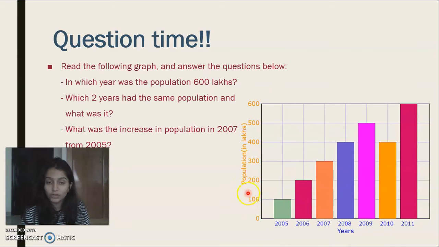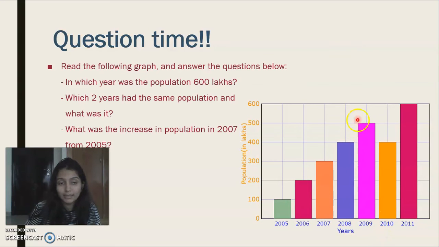So this is 100 lakhs, 200 lakhs, 300 lakhs, 400 lakhs, 500 lakhs, and 600 lakhs, okay? As you can see over here, all these values are at a distance of 1 unit and they're increasing by 100, right? And the years, as I told you, are from 2005 to 2011. Now in this graph, these bars are increasing, which means that population was increasing between 2005 and 2009. It was increasing by 100 lakhs per year.